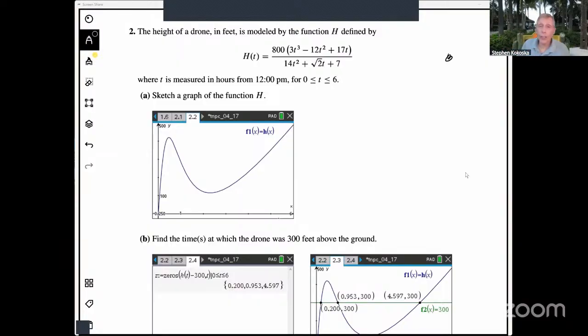So the very first thing here is we need to be able to sketch a graph of this function, capital H. This is just a good technology tip, a good technology skill. How do you make sure that you can sketch a graph of a function over its domain, making sure that you have all of the important features? So I adjusted the T and the H axes so that I could see the important features of this graph.